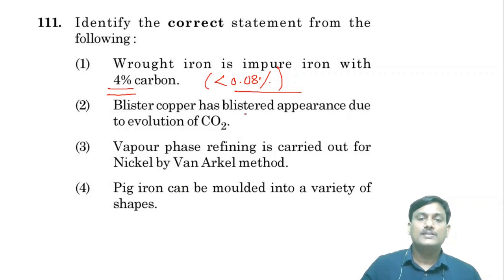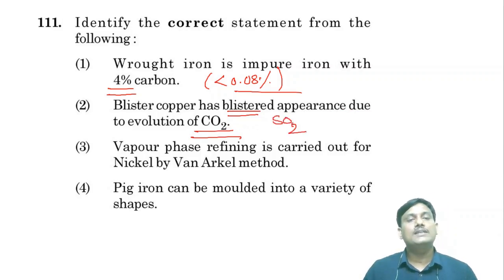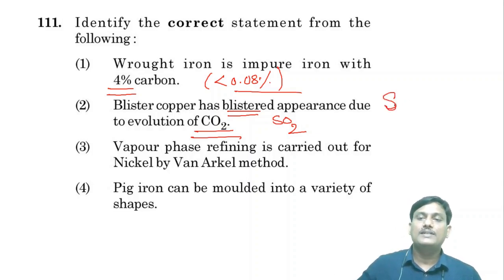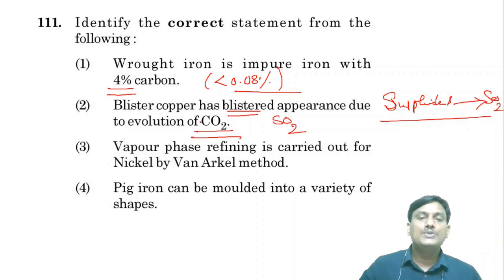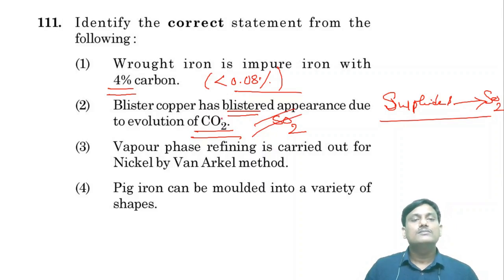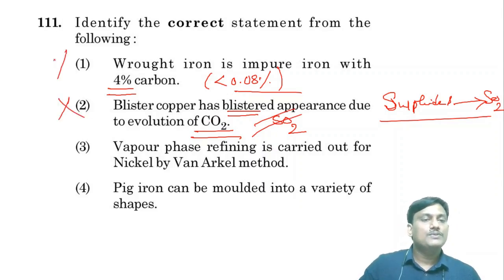Blister copper has blistered appearance due to evolution of CO2. Okay, it is not evolution of CO2, it is due to evolution of sulfur dioxide. Copper ores are generally contaminated with sulfides. These sulfides are converted into sulfur dioxide in the process of oxidation. So the blistered nature of copper is due to the evolution of sulfur dioxide, not CO2. This one is incorrect.